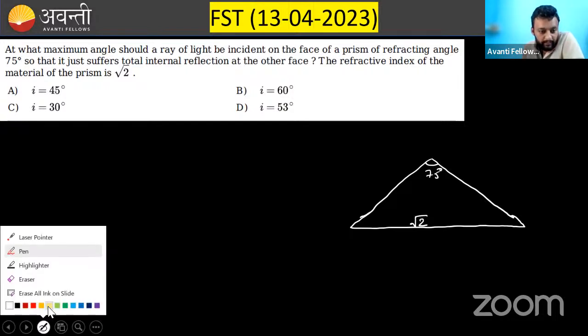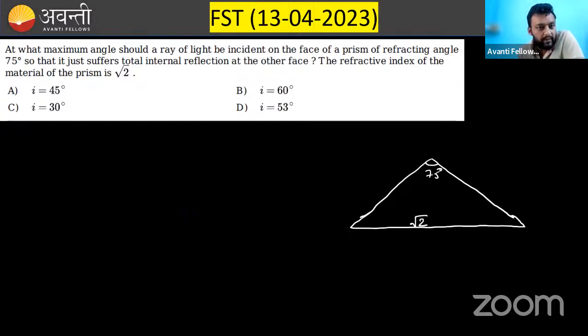Now, come back to the question. At what maximum angle should a ray of light be incident on the face? That means they are asking the angle of incidence. So let's suppose this is the incident ray. At the point where it is incident, we have drawn a normal, like I have told you already. Now this ray will bend towards the normal and reach this point. At the point at which it reaches, we will again draw a normal.